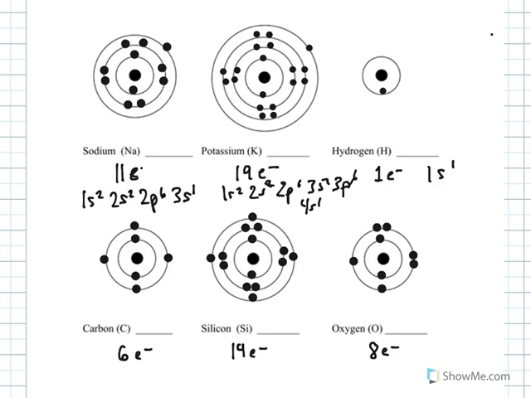For carbon, 6 electrons, but they are in the 1s2, 2s2, 2p2. Silicon with 14 electrons, 1s2, 2s2, 2p6, 3s2, 3p2. And for oxygen with 8 electrons, 1s2, 2s2, 2p4.